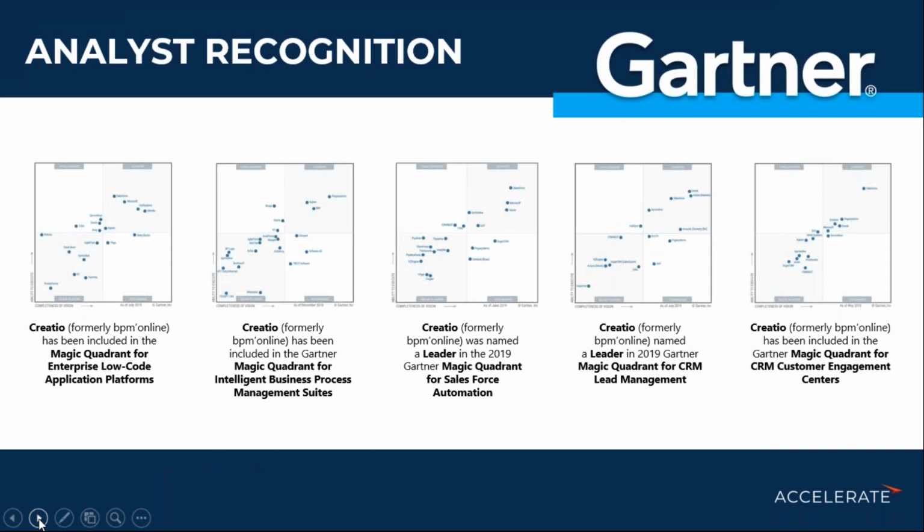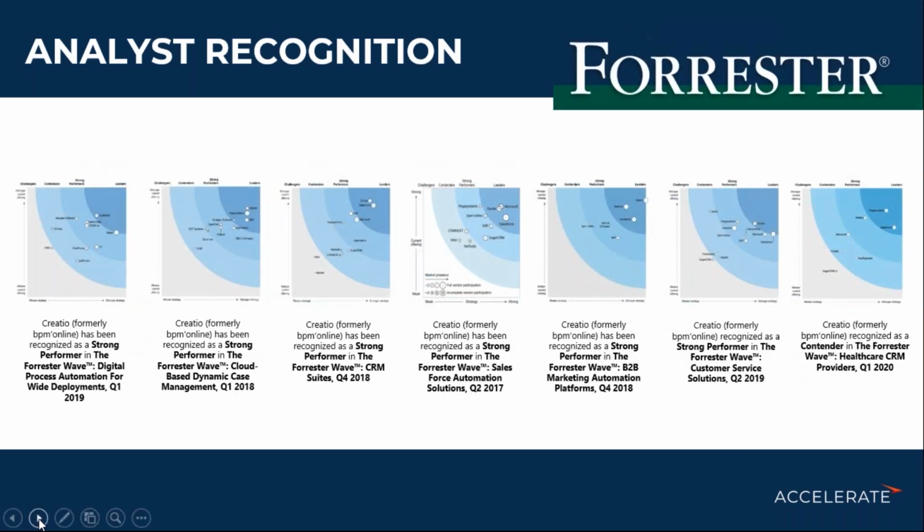Creatio is recognized in 5 Gartner Magic Quadrants. We are a leader in the Magic Quadrant for Salesforce automation and a leader in the Magic Quadrant for CRM lead management. The first 2 of these Magic Quadrants speak to our low-code and process automation capabilities, which we'll be discussing in a bit more detail today as it pertains to how they support financial services organizations. We are also recognized in 7 Forrester Waves, the first 2 speaking to our process automation and low-code capabilities, and the latter 5 speaking to our CRM and SFA capabilities. I think it's important to note that it's a huge accomplishment to be acknowledged in 1 Forrester Wave, and we are acknowledged as a strong performer in 7. So we're very proud of this analyst recognition and continue to grow it.